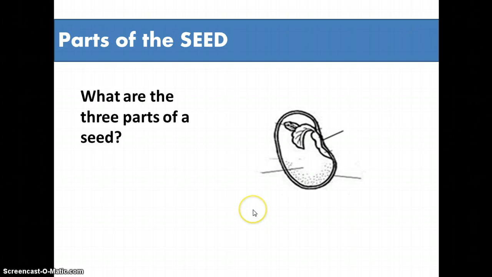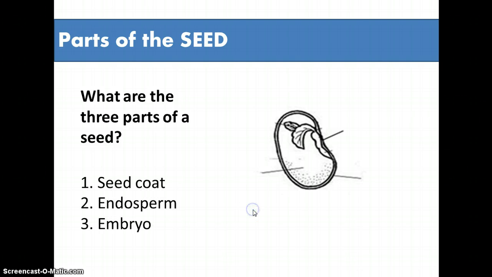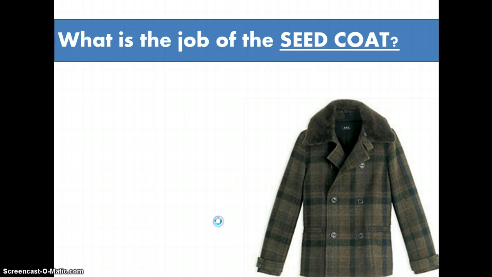So what are the three parts of the seed? Every seed has a seed coat, an endosperm, and an embryo. So here are where those things are located. The embryo is going to be the little plant part of the seed that's going to grow into the mature plant. Endosperm gives food. Seed coat, like any other coat, protects.